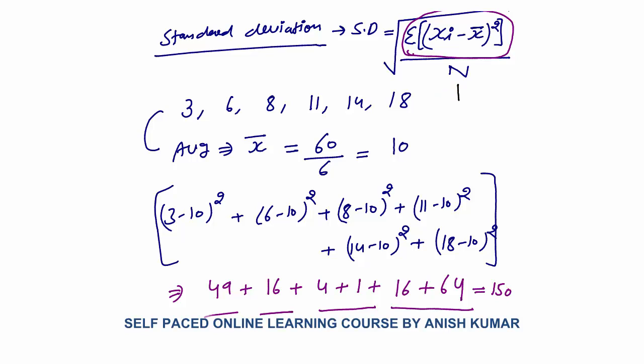So you got 150. So the standard deviation would be, I'm just calculating here, this numerator 150 divided by the total number of observations, which is 6, and its square root. This will be the square root of 25, and this is equal to 5. So 5 is your standard deviation. So the standard deviation for this data is equal to 5.